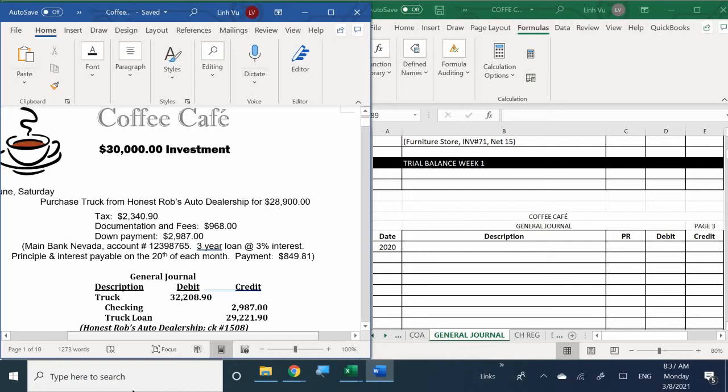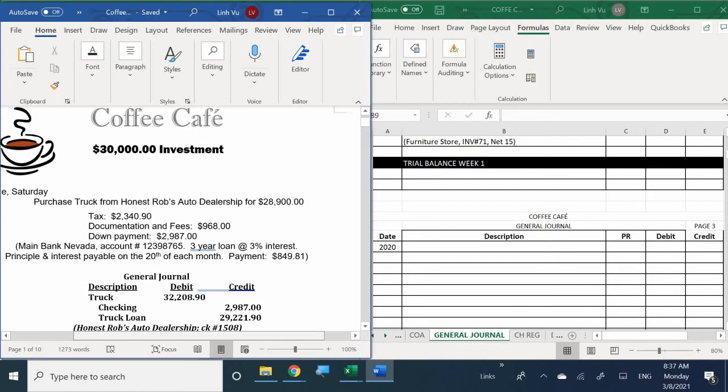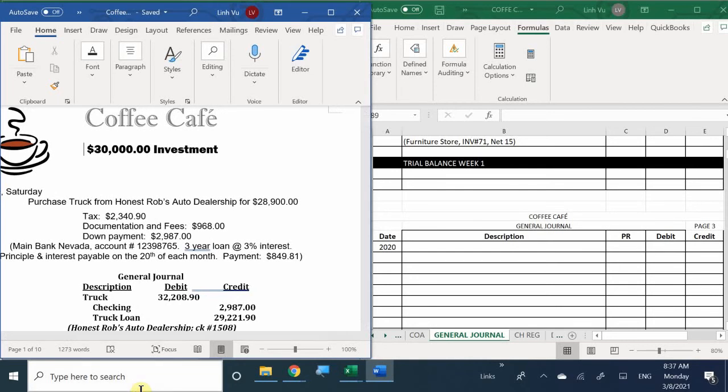No, it's already included in the amount. Okay, it's not included in the amount. Interest is 3%, but no is correct. We don't need to record interest. Why? Has it accrued yet? It has not accrued yet.